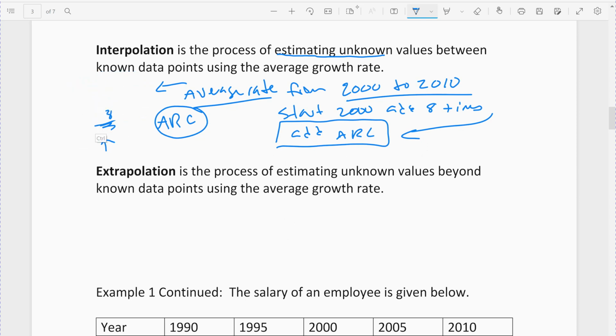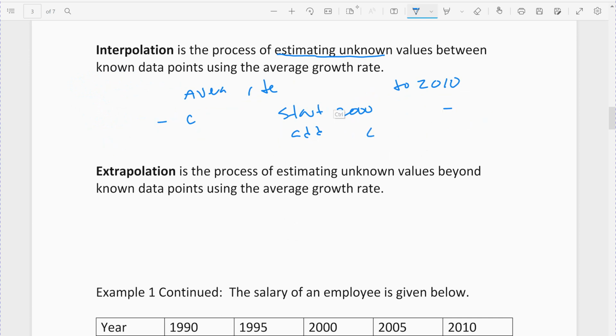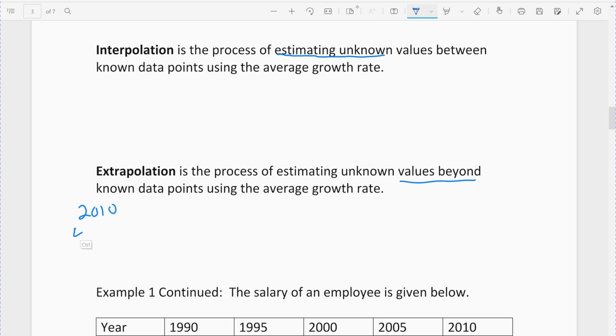All right, extrapolation, we use average rate of change again. I don't know why I'm erasing it. I guess I just felt like it. We use it, but the difference between it is that interpolation is typically a little better because it's between two known points. Extrapolation is estimating a value beyond what you're given. So suppose the last data point was the 2010. All right, that was your last data entry. Well, we want to know, what about 2015? All right, 2015 is beyond my last data point.